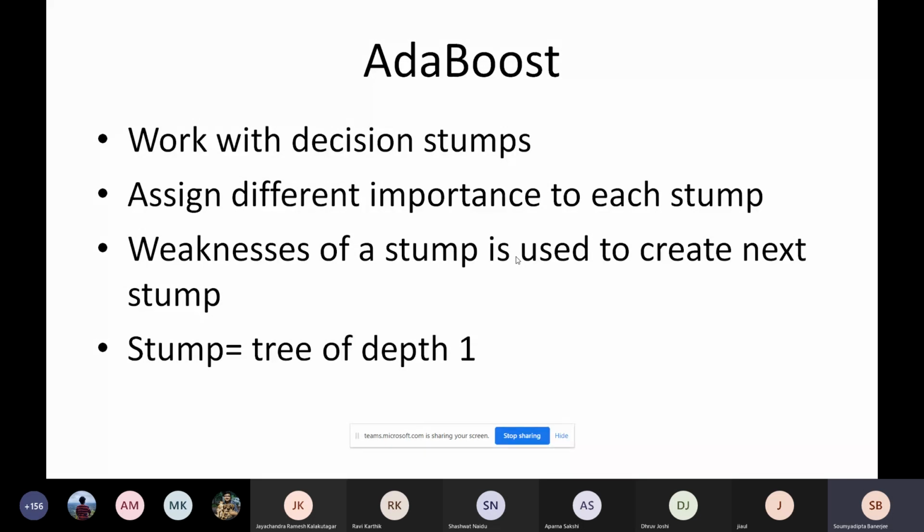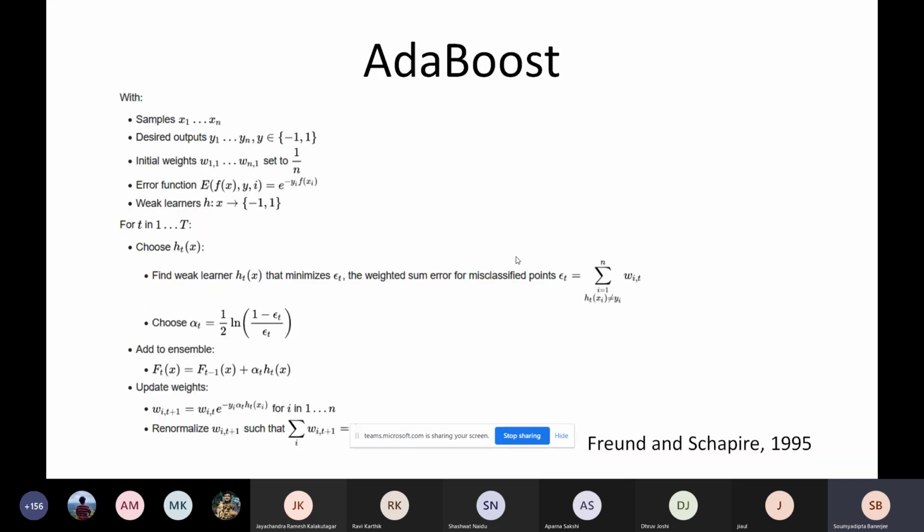The importance of those samples is raised, so as to propagate those errors to the formation of the next stump. That is how you do it until you have a good enough ensemble, and that is how you move into the classification. This is the basic algorithm. You can go through the actual paper by Freund and Schapire from 1995, and I'll just go over the basic steps which result from this algorithm.